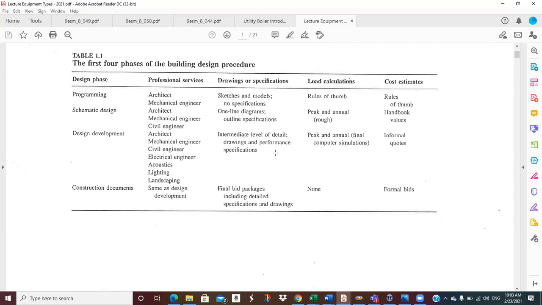Okay, so then we're looking at the professional services, and then we have the different phases. We've got programming, schematic design, design development, and construction documents. Those are the 4 stages that you go through as you produce a design for a particular building or structure, so you get some kind of idea what goes on.